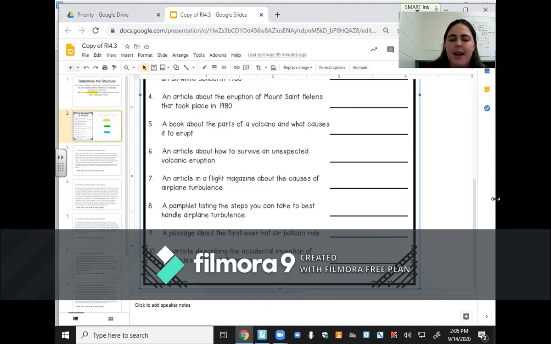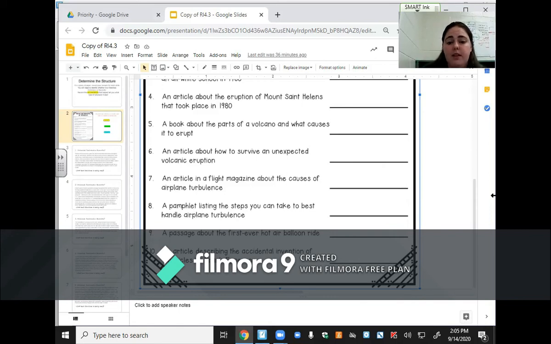you can take to best handle airplane turbulence. So we're listing steps. What do you think that is if they're listing our steps? It's telling us how to handle airplane turbulence. What is that? If you guessed technical, you would be correct. Yes, because it's telling us how to. It's giving us our steps. Remember, when you have steps and order and instructions and how to, it's technical.